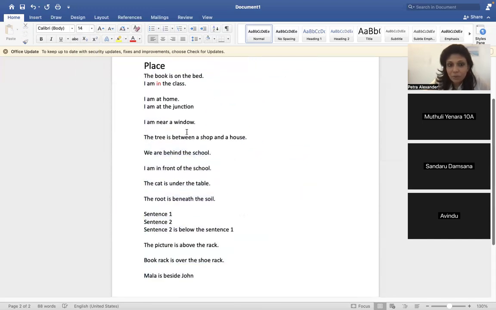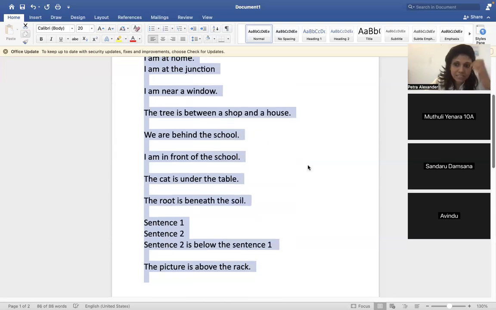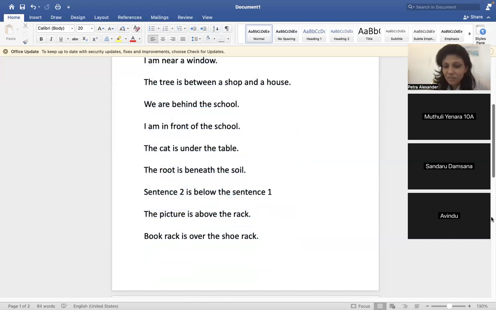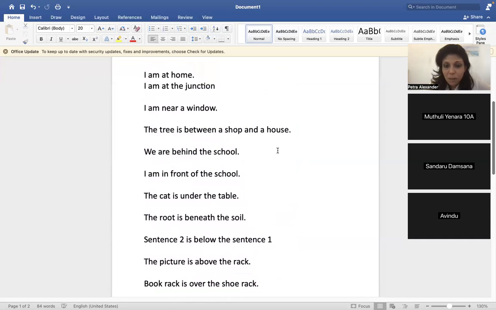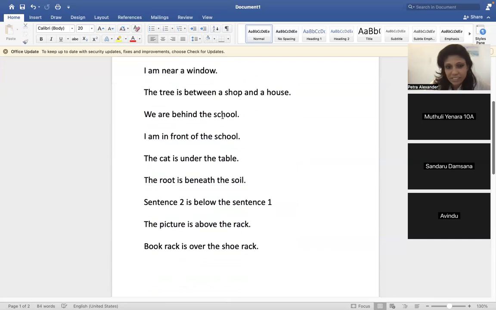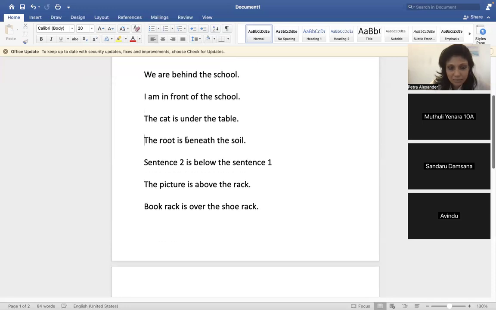Now you already know this, but I think we better write as examples. Do you want to write this, Avindu? No, teacher. No, right? You know. But if you want, you can write beneath this, behind, between, at, in, on, you know this.